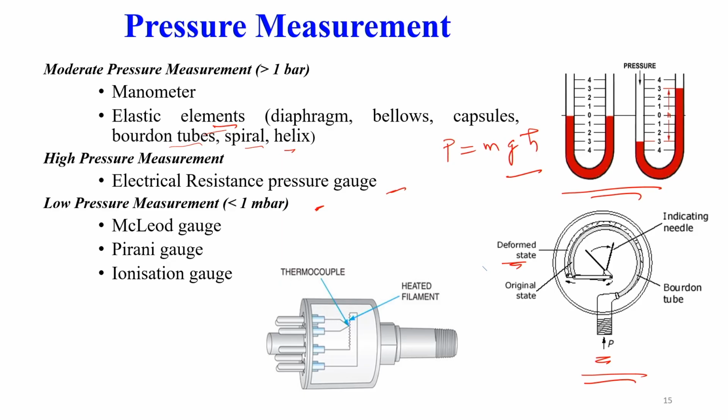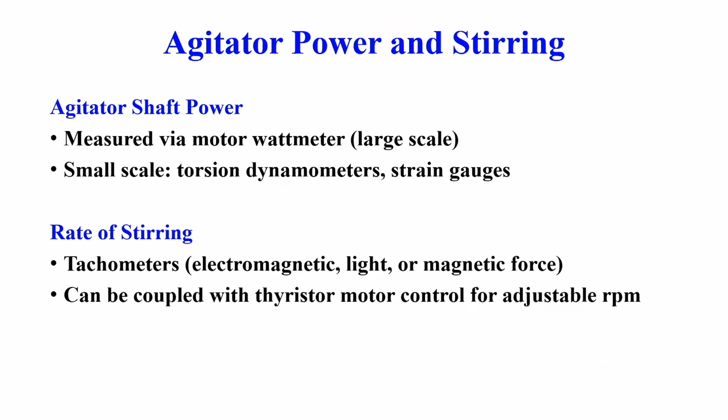This is the image of a Pirani gauge. Here you can see a thermocouple and a heated filament. Once you pass the gases, depending on the pressure there will be a change in temperature, and that can be calibrated in terms of pressure.